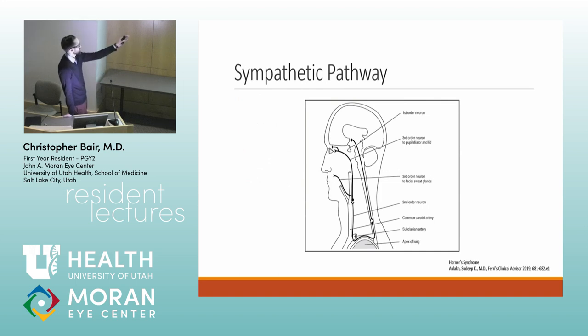So this is a diagram of the pathway. The sympathetic pathway starts up here in the hypothalamus. You can see the first order neuron goes down and synapses in the stellate ganglion right there in the thorax, and then that goes up and synapses again, and the third order neuron then goes out to the face and to the eye. And you can have a lesion anywhere along this pathway that can result in a Horner syndrome.